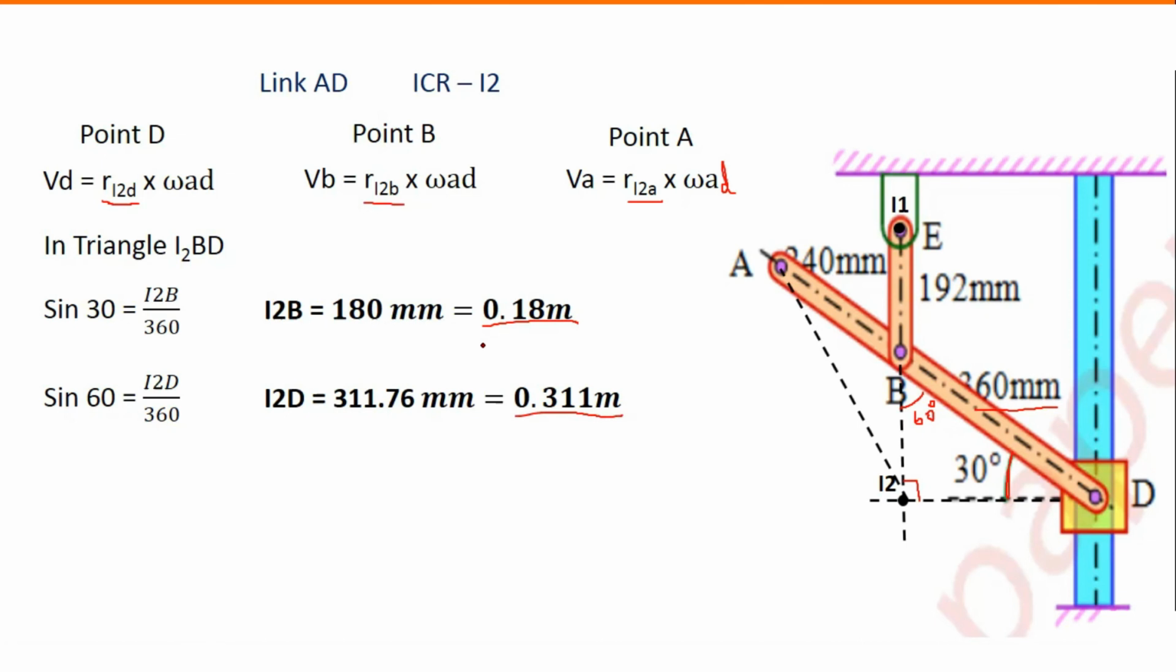So what have I done? I am done with I2B, and I am done with I2D. Now what remains? I2A remains. If you observe here, if I consider this triangle ABI2, because I2A is forming here in this triangle, you can see that this side AB is given to me as 240. I2B we have already found out as 0.18 meters.